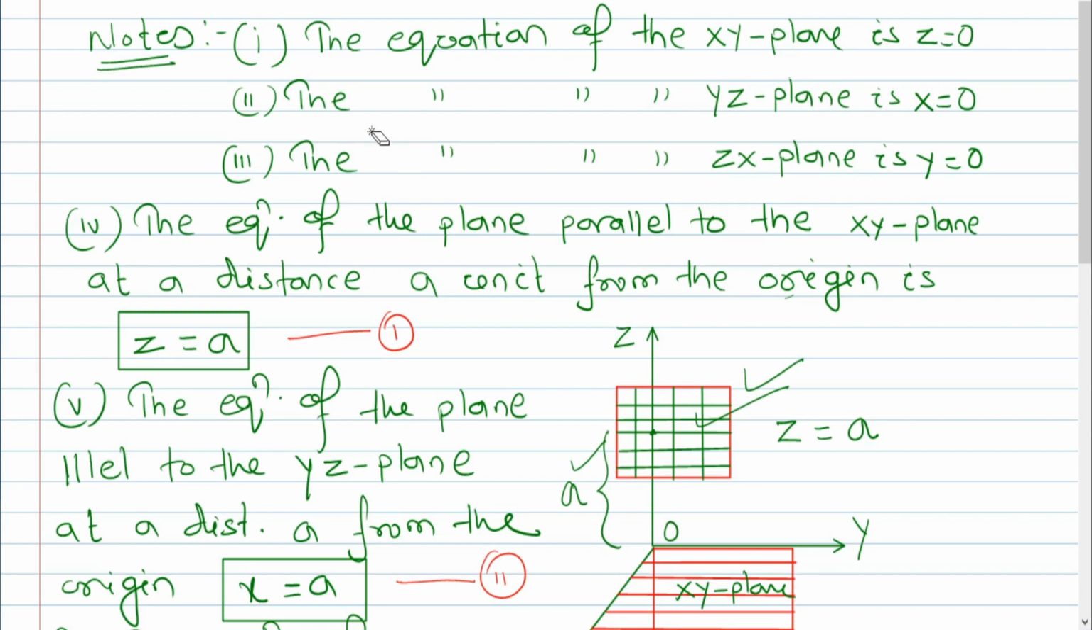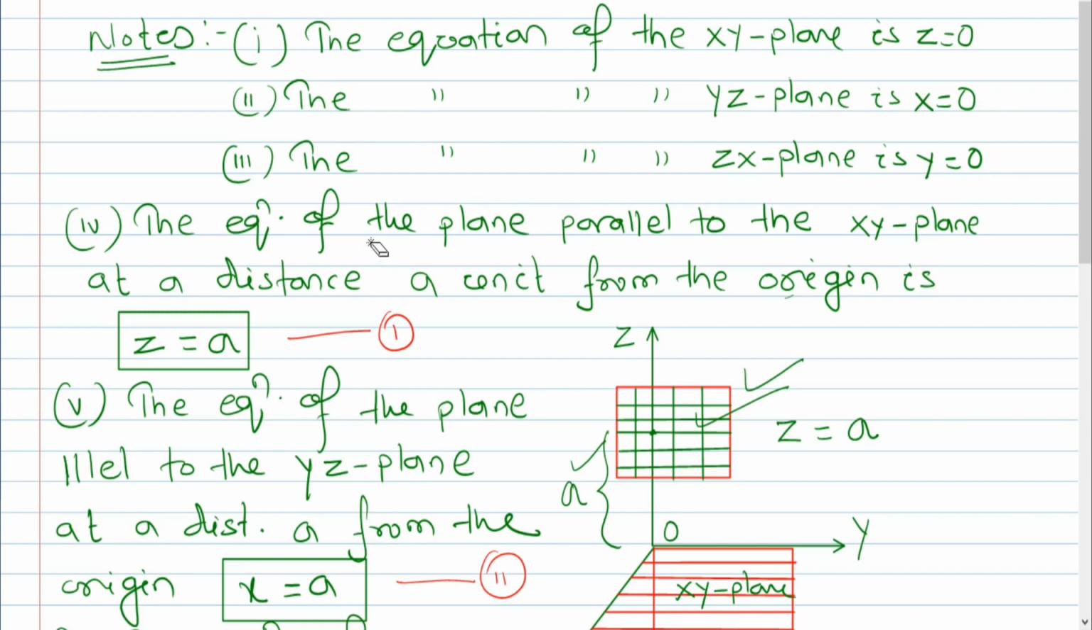Likewise, the equation of the yz plane is x is equal to 0. Why? Since on the yz plane, every point has its x coordinate equal to 0. That's why the equation of the yz plane is x is equal to 0. Similarly, the equation of the zx plane is y is equal to 0.